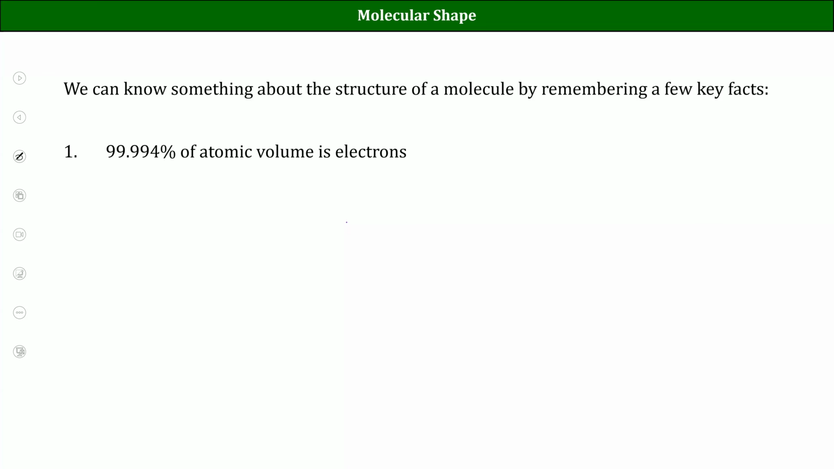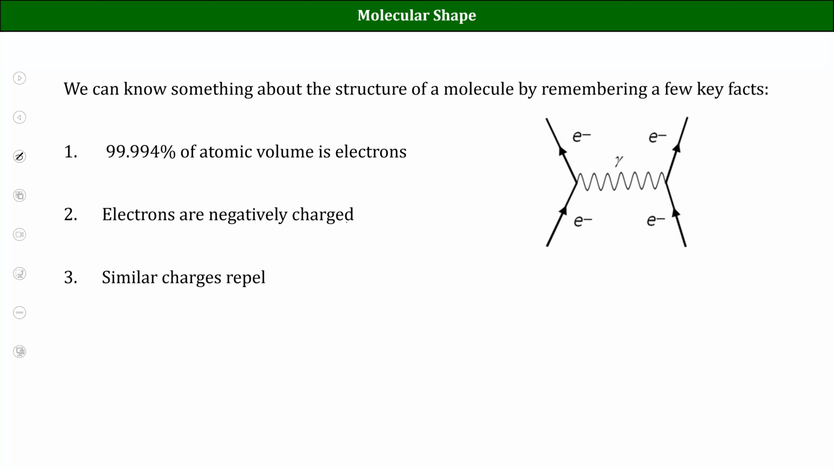So if almost all of the atomic volume is electrons, and electrons are negatively charged, what do electrons do to other electrons? They're going to repel each other, right? Similar charges push each other away. So if similar charges repel, I have a Feynman diagram. This is called a Feynman diagram. I'm not going to have you draw these, but Feynman was one of those scientists that worked on the Manhattan Project.